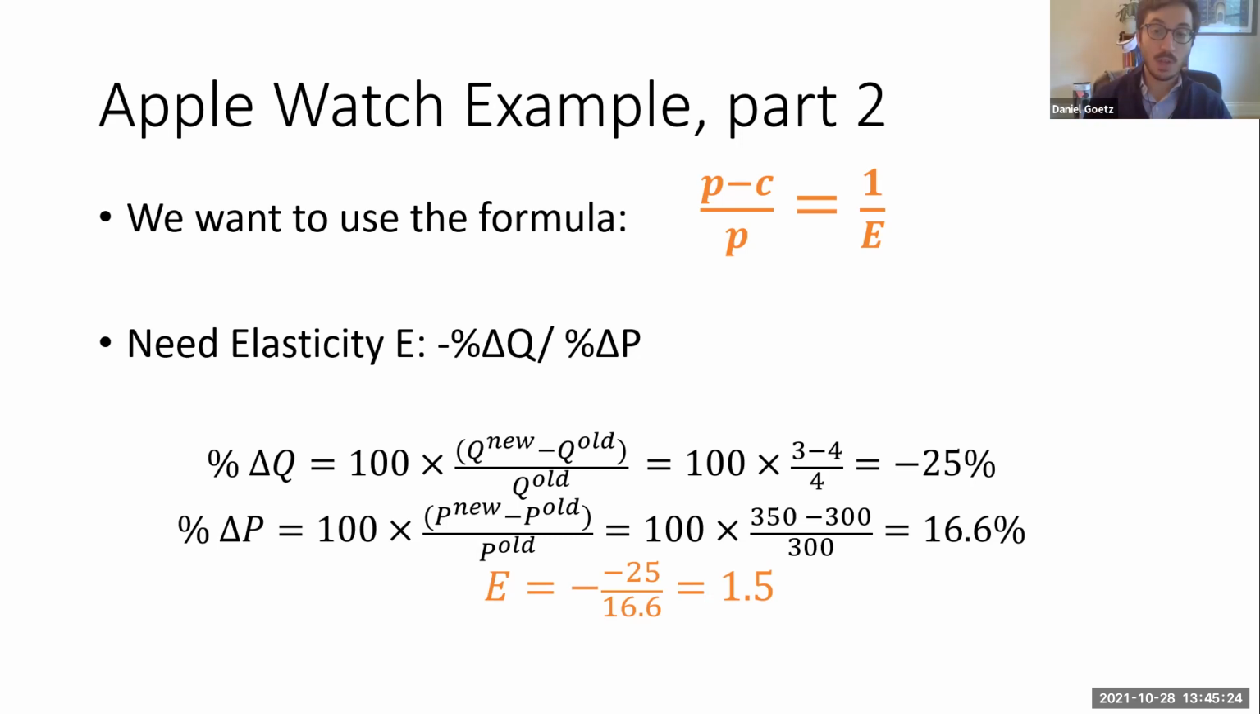And what percent change of price is that? So we'll take 100 times the new price, 350, minus the old price, 300, divided by 300. So for a 16.6% increase in price, we're going to lose 25% of our sales. And so for the elasticity, it's negative 25 over 16.6, and that's equal to 1.5, right?